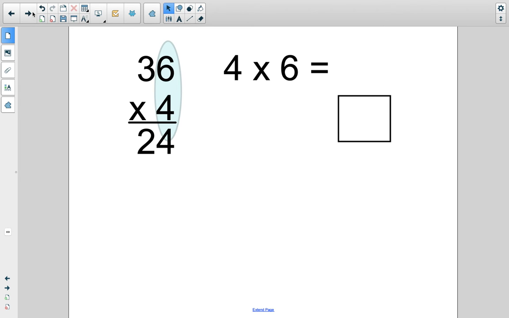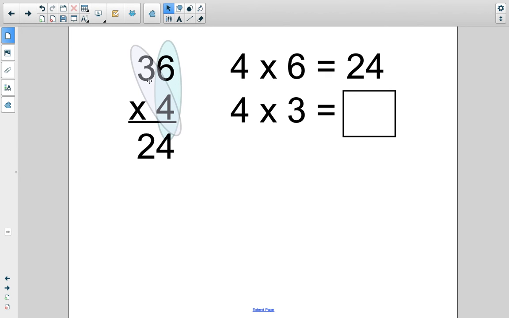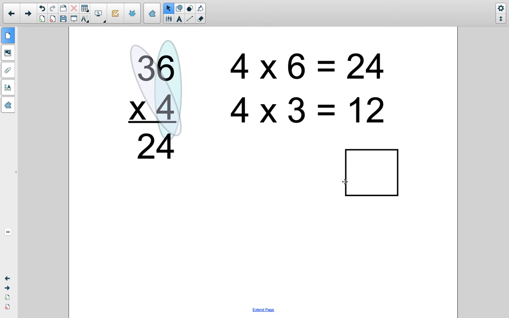Now the next step is I want to take a look at the 3 and the 4. We've done 4 times 6. Now I'm doing 4 times 3. Well, 4 times 3, you probably remember as well, is 12. All right, so now, what do we do with the 12?